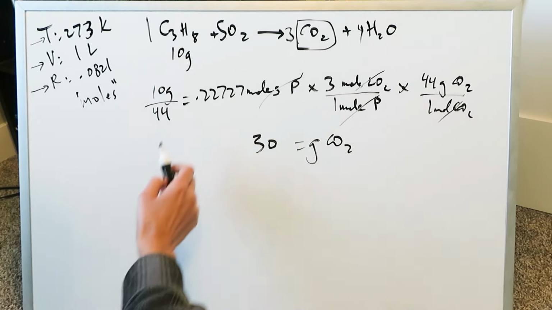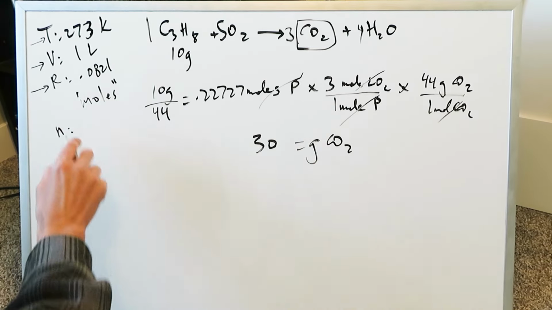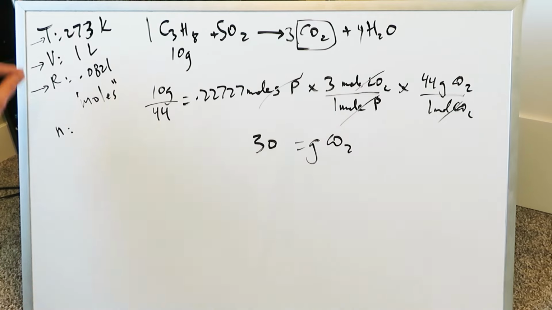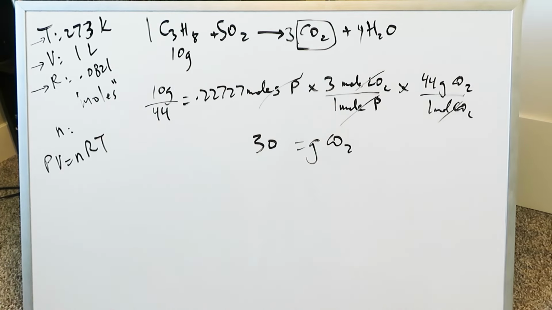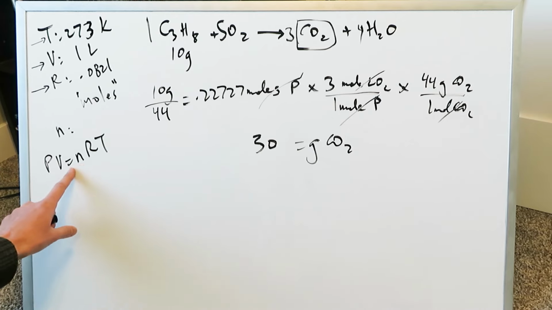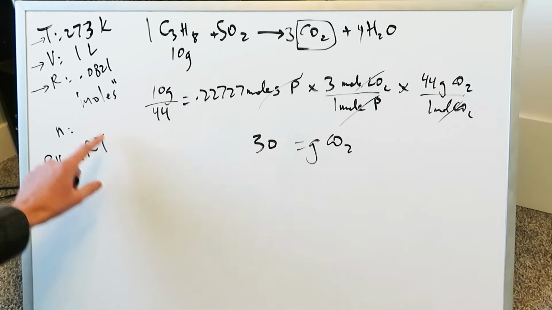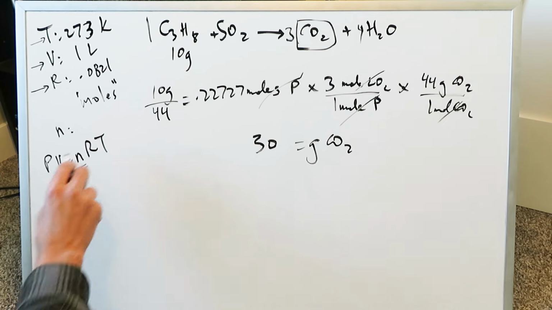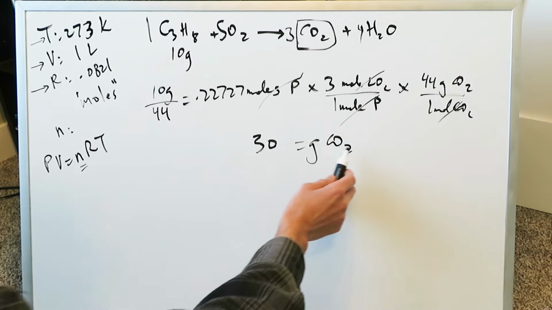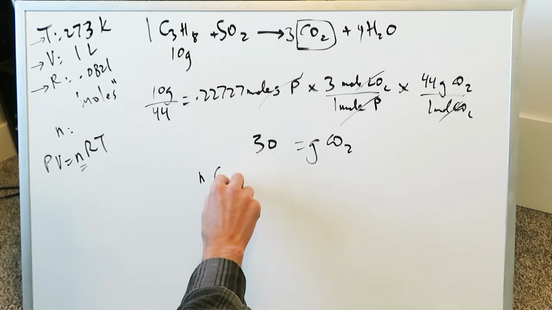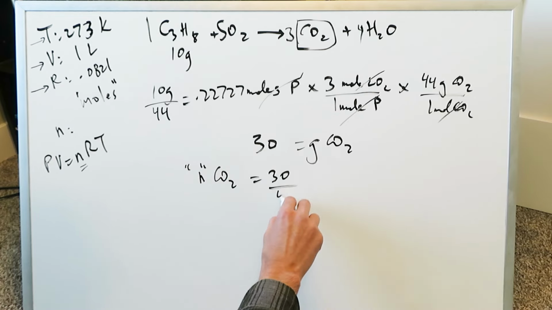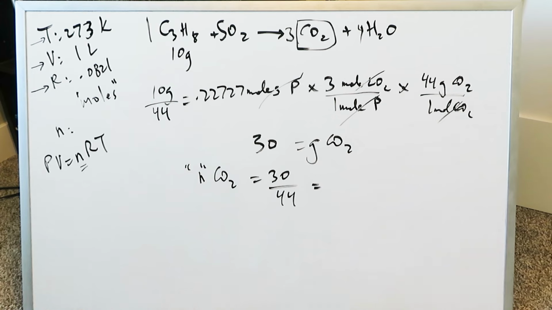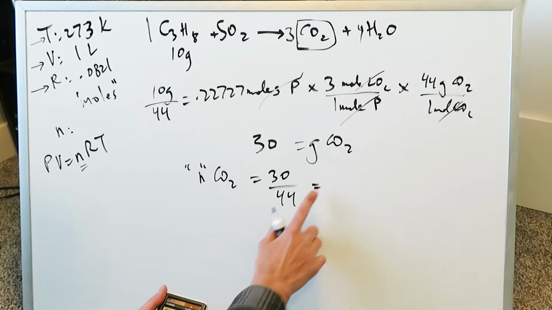But I really want to get to the n value. If you look at these variables, you know what I'm talking about: PV is equal to nRT, the ideal gas law. Pressure times volume is equal to moles times your gas constant times your temperature. We need N, the moles of carbon dioxide. Moles of carbon dioxide, symbolized as N, is equal to grams over molecular weight. 30 divided by 44. What are you going to get? 30 divided by 44, because that's the molecular weight of carbon dioxide.